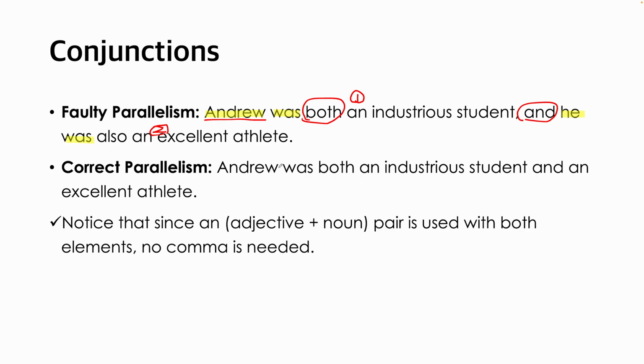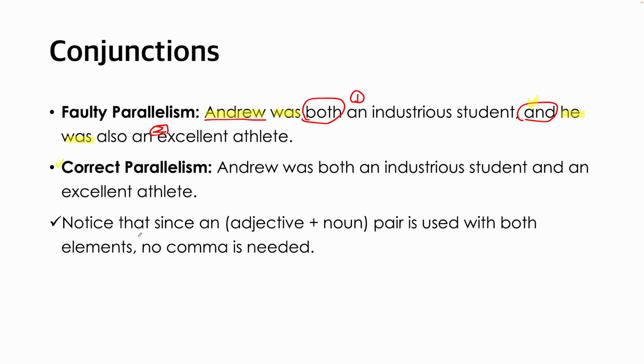So you don't have to say the subject and verb twice, especially when you conjoin them with conjunctions. We can make the sentence much simpler with the same meaning. How can we do this? This is the correct form: Andrew was both an industrious student and an excellent athlete. It didn't change any meaning at all, but still the structure is simpler.